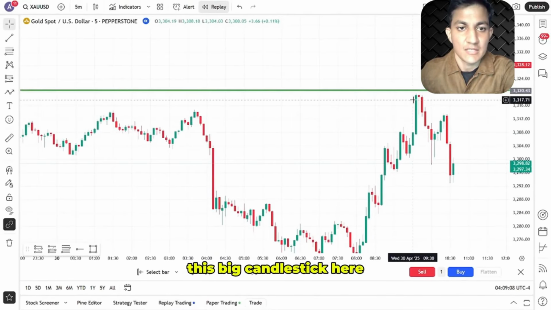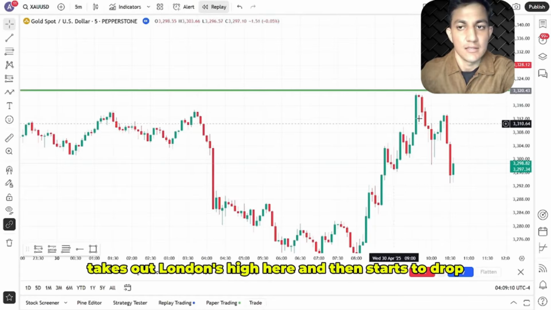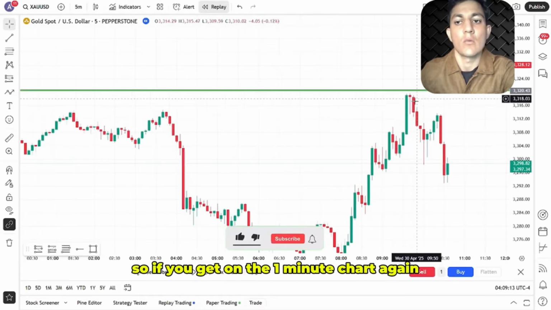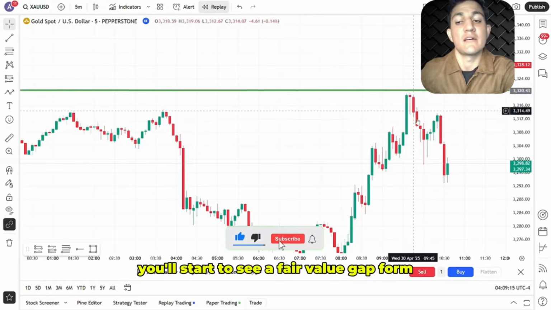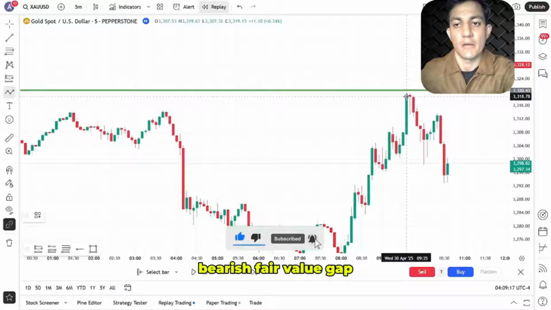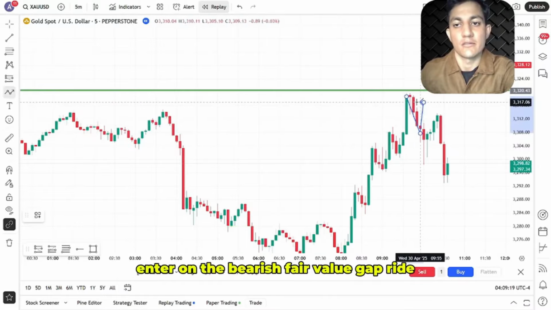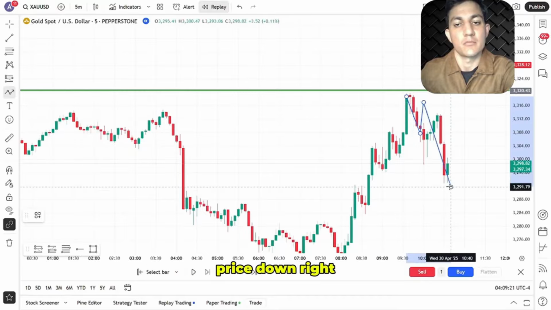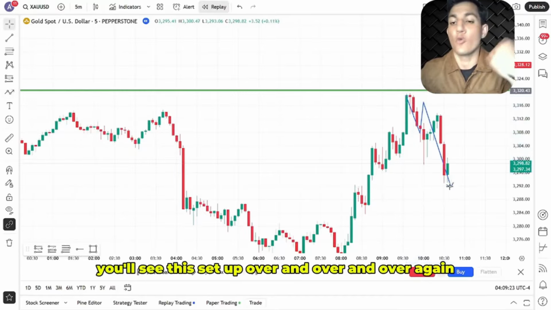This big candlestick here takes out London's high here, and then starts to drop. So if you get on the 1 minute chart again, you'll start to see a bearish fair value gap form. Enter on the bearish fair value gap, ride price down, right? You'll see this setup over and over and over again.